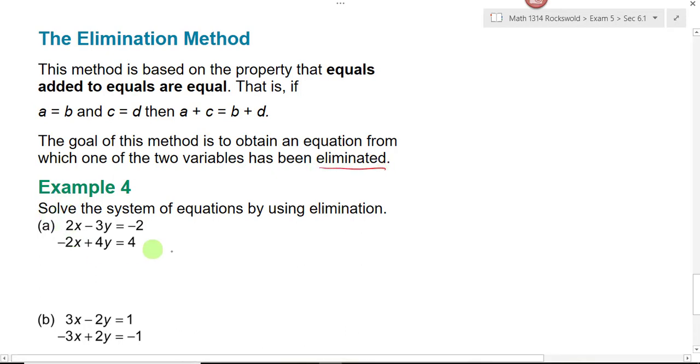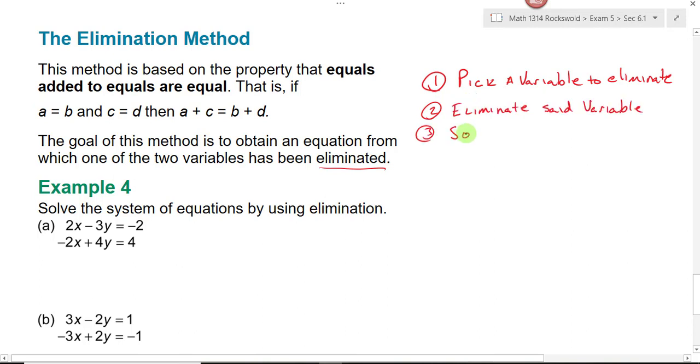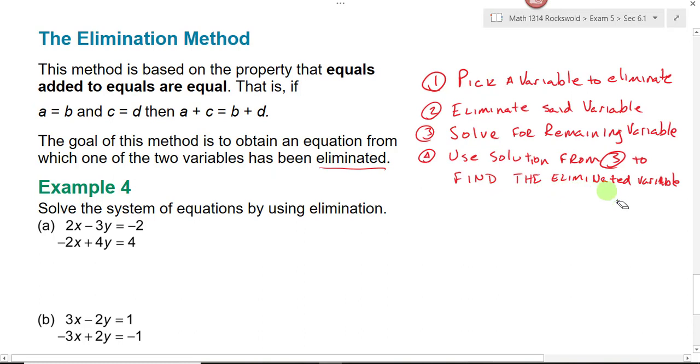In example 4, we're told to solve the system of equations using the elimination method. Your first step is to pick a variable to eliminate. Once you pick that variable to eliminate, you perform the operations necessary in order to eliminate that variable. Then you solve for the remaining variable. We use the solution from step 3 to find the value of the variable that we eliminated in step 2, and then we check our answers.